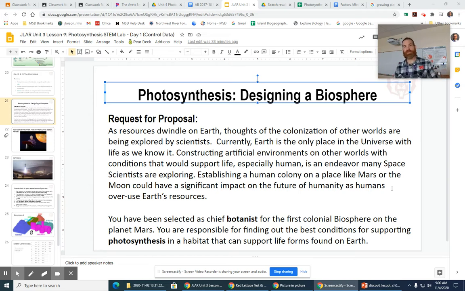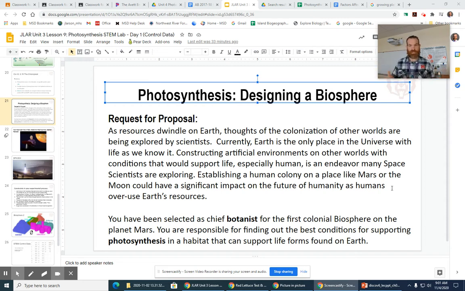I just want to remind you of a few things. First thing I want to remind you is that you are taking on the persona of someone that is going to be a botanist. Now, this botanist is in charge of designing the best scenario or the best set of circumstances, or whichever way you want to think about it, the way in which you can support life to the fullest on Mars.